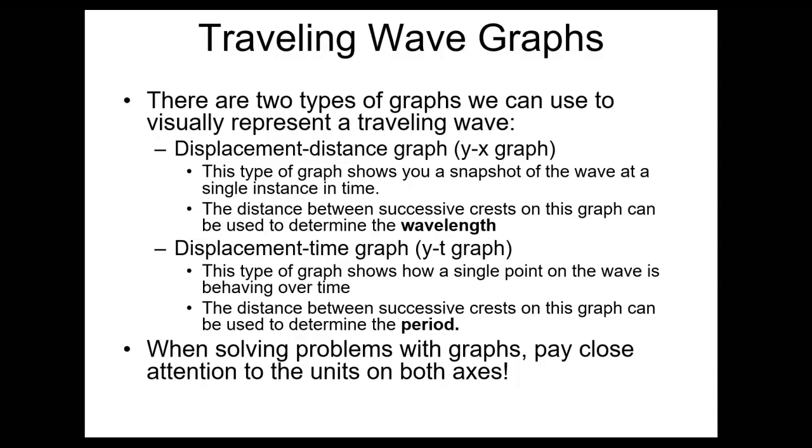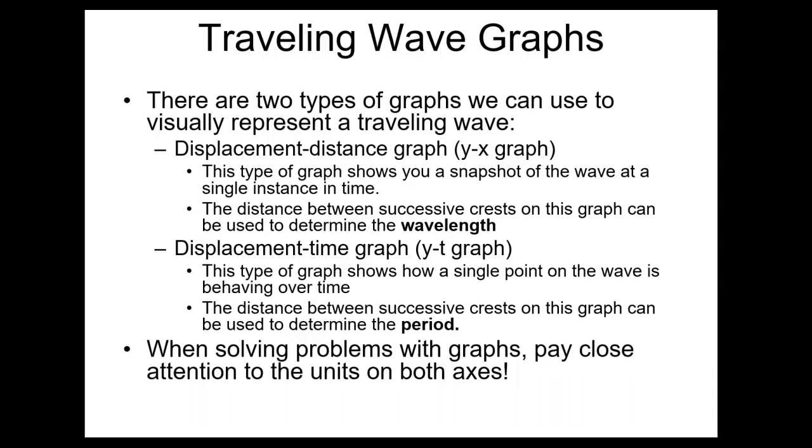The two types of traveling wave graphs that you need to be familiar with are displacement distance graphs, which are typically labeled y and x, and displacement time graphs. And it's really important that you understand the difference between these two graphs. Okay, a displacement distance graph is basically showing you a snapshot of the wave at a single moment in time. Okay, so if you imagine, let's say, somebody is shaking a rope up and down and there's a wave. If you were to take a picture of that wave frozen in time and then place that on a graph, that would be a displacement distance graph, okay, at a single instance in time.